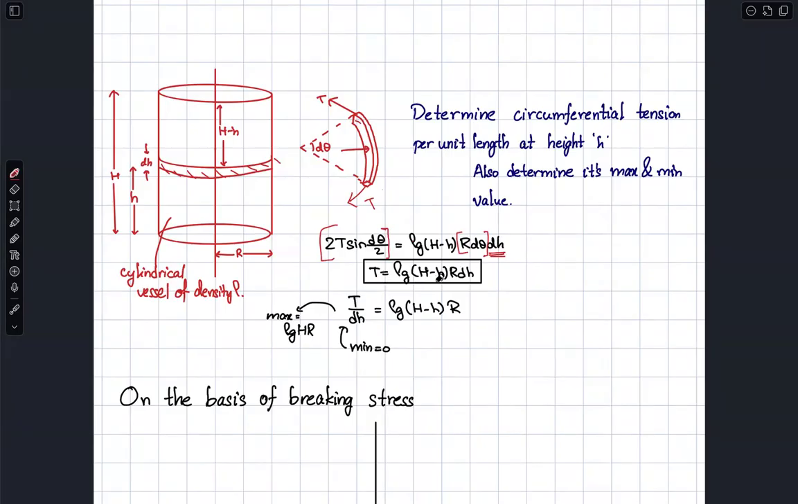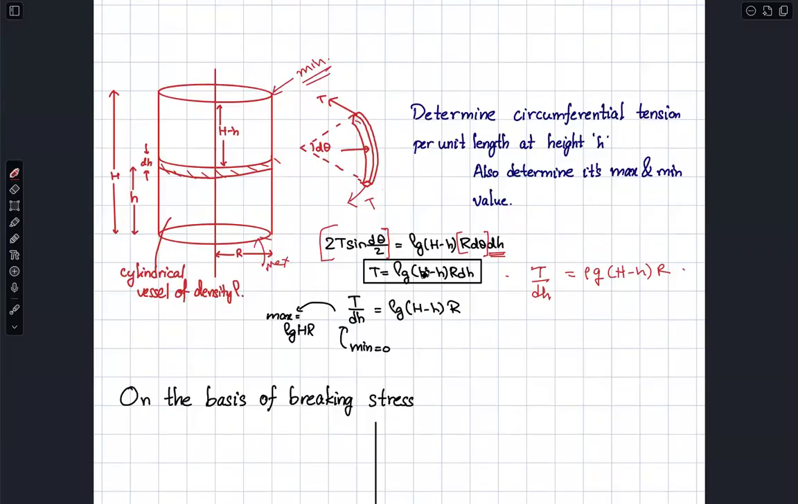So tension is rho g (h minus small h) times r dh. Now therefore, with this I can say T by dh is rho g (h minus small h) into r. So you will have that part maximum when small h is equal to 0, and it is a minimum at the top. So therefore, here the tension part is minimum. At this cross section, it is maximum because I have the relation.